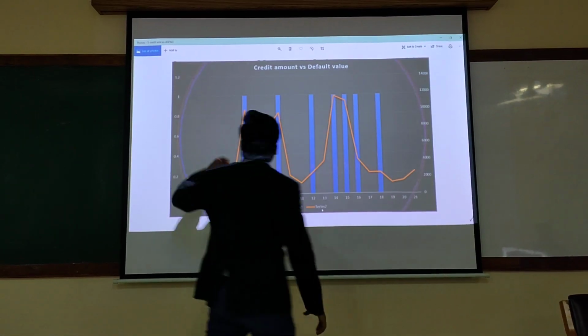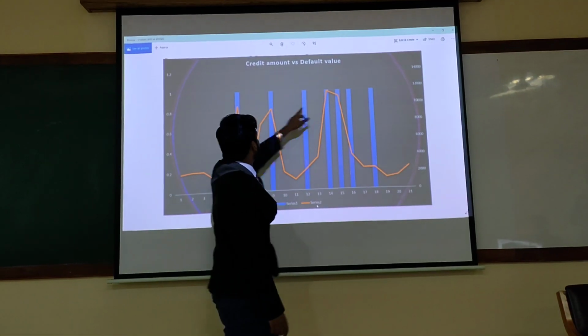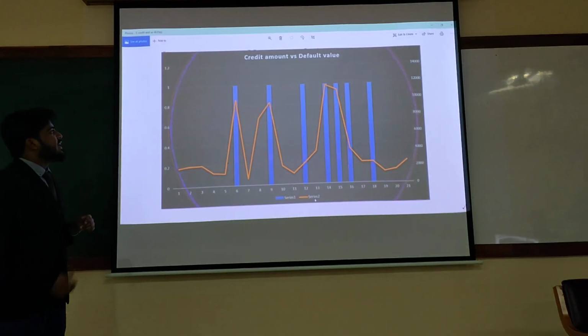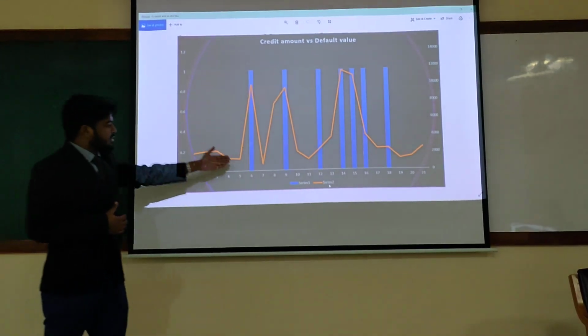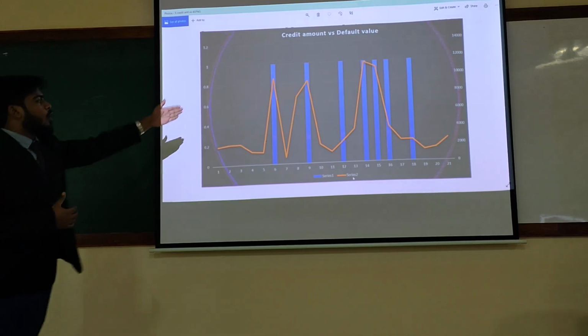So here we can see that in many places the credit amount of the person is high, and at that time we can see the default value is there. The blue line as usual represents the default value, and the other thing is represented by the orange line.